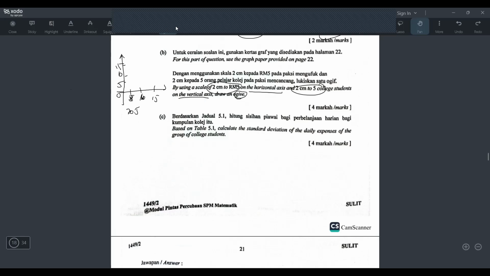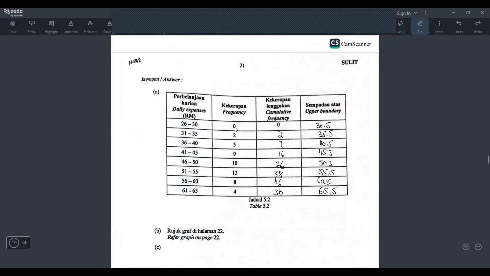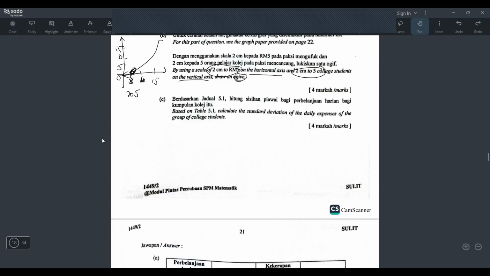And one more thing you have to realize, kalau ogive you have to make sure the first cumulative is 0, or else your ogive will float like this. You have to make sure the first one is 0, okay, so that the ogive is not floating. If you look at this, they already tambah satu class for you, 0. So if they already added it for you, it means you don't have to add it again. So you can straight away draw the ogive.